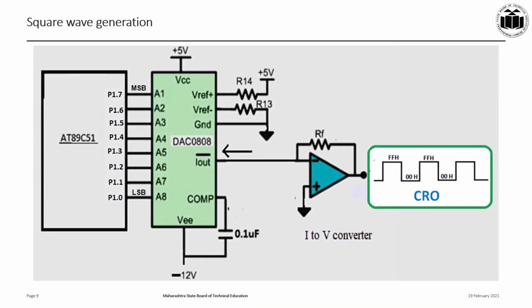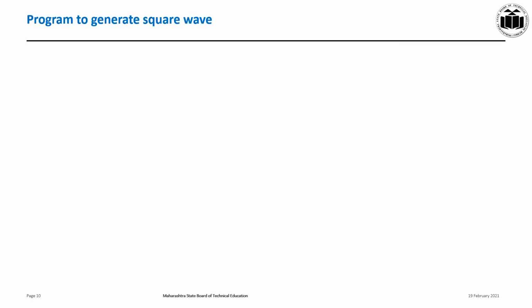With DAC interfaced to 8051 to generate a square wave using DAC, 8051 is programmed to output data 00H and FFH alternately with a certain delay in between. Let us understand the program to generate square wave. As we know, to generate a square wave, 8051 has to output data FFH and 00H with a certain delay in between. The first instruction, MOV P1, #00H, sends the value 00H to DAC. As a result, the analog output voltage of DAC is 0 volts.